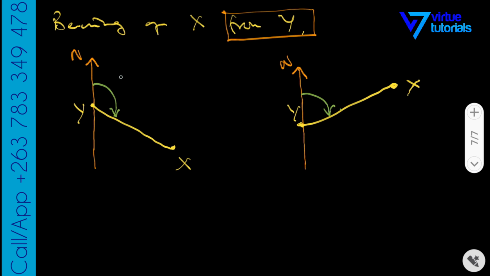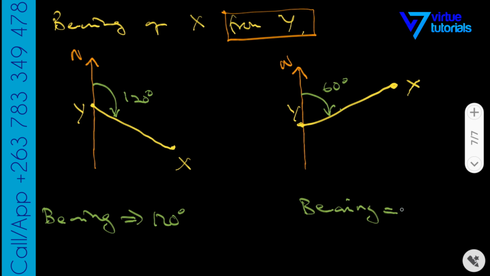Just for illustration's sake, let's say this is 120 and this is 60. Our bearing for the first one will be 120 degrees, and our bearing for the second one is going to be 060 degrees. Remember, you need to have a 0 there so that you always have a 3-figure bearing. So that's 3-figure bearing. Just follow those steps and you should be able to identify and understand your 3-figure bearings.